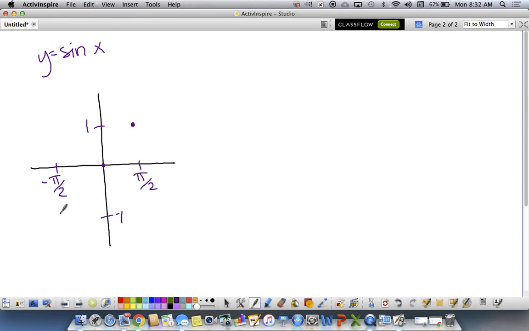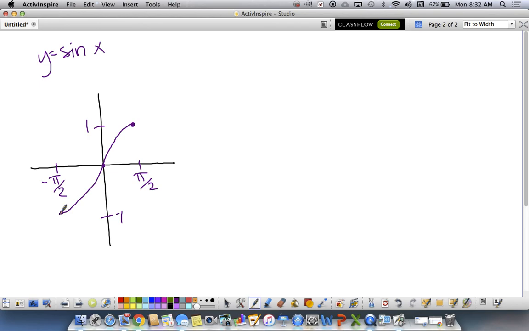Do I expect graphs to be labeled? Yes, most definitely. So this graph goes up like this, goes down like that. That is y equals sine x. What is its restricted domain and range?